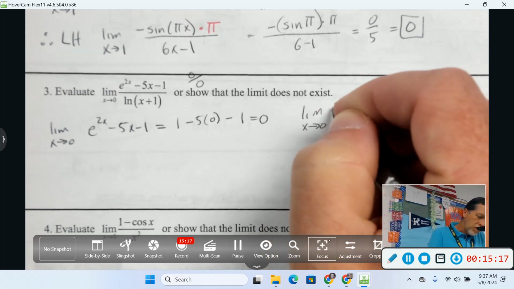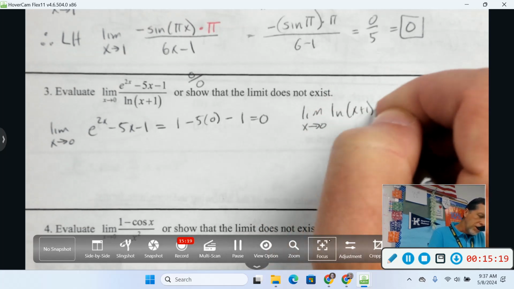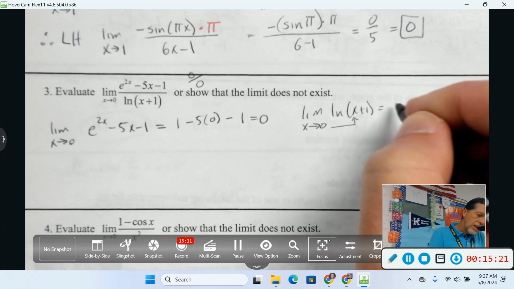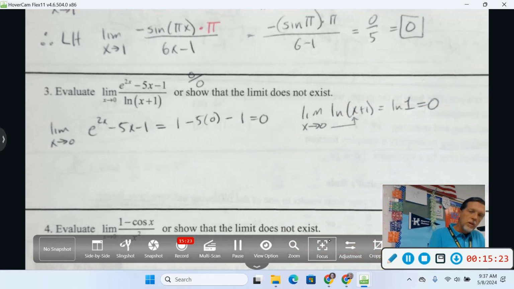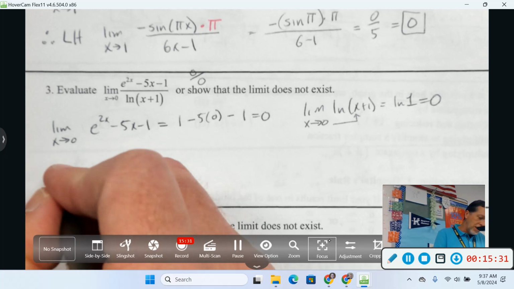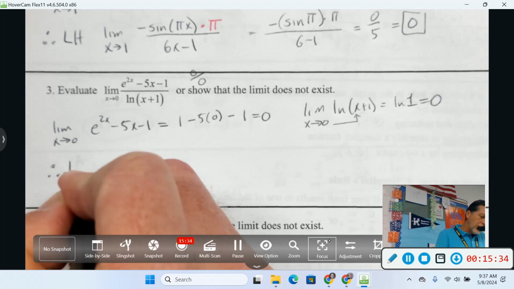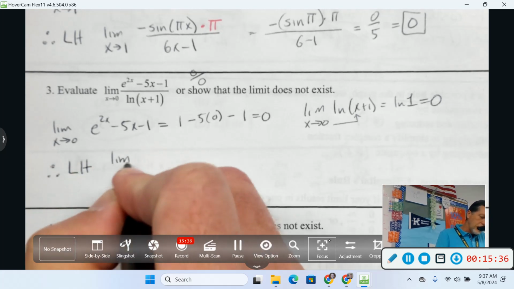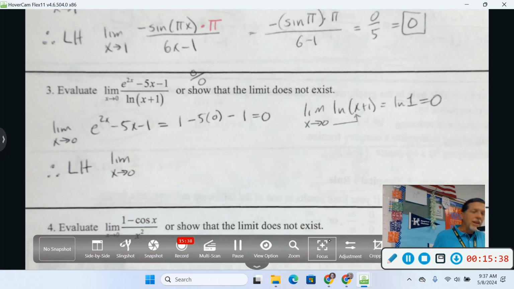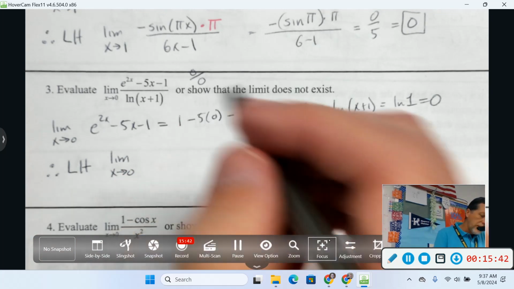Limit as x approaches 0, natural log of x plus 1. Natural log of 1 is 0. Again, this is the annoying part of L'Hopital, the upfront work. The nice part of L'Hopital is, therefore, we can take a derivative and have something easier to work with, assuming we can take derivatives.